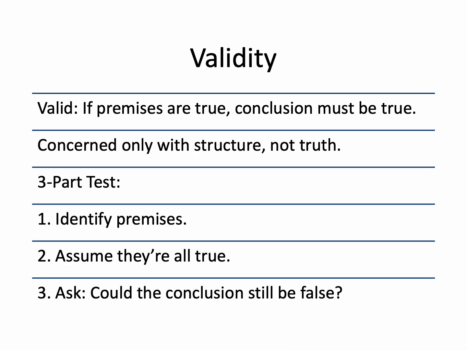A key in deductive reasoning is validity. An argument is valid if and only if the truth of the premises guarantees the truth of the conclusion. It's about structure, not factual truth. We can check for validity in 3 steps. Identify the premises, imagine they're all true, and ask yourself, could the conclusion still be false? If yes, it's invalid. If no, it's valid.